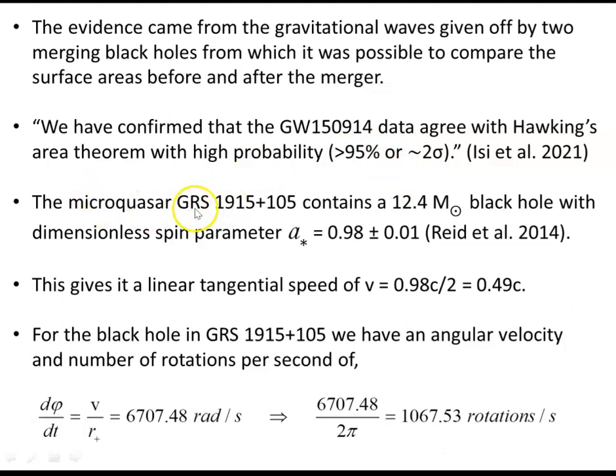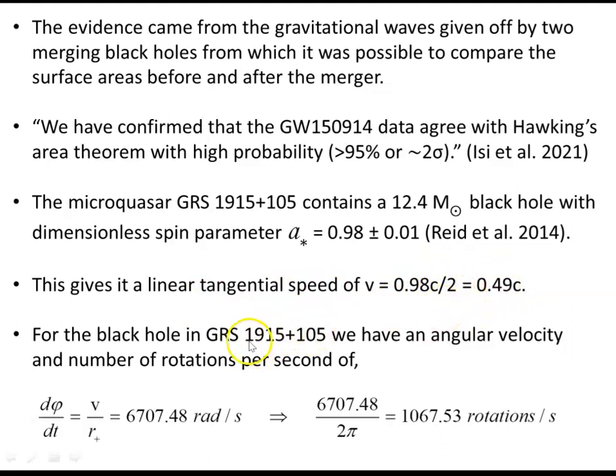The microquasar GRS 1915+105 contains a 12.4 solar mass black hole with dimensionless spin parameter a* of 0.98 plus or minus 0.01. That's Reid and others, 2014. If you look up that paper, you can see the result there. That's an extremal case here, 0.98. This gives it a linear tangential speed of 0.49 c, and how that was calculated is shown in the previous video.